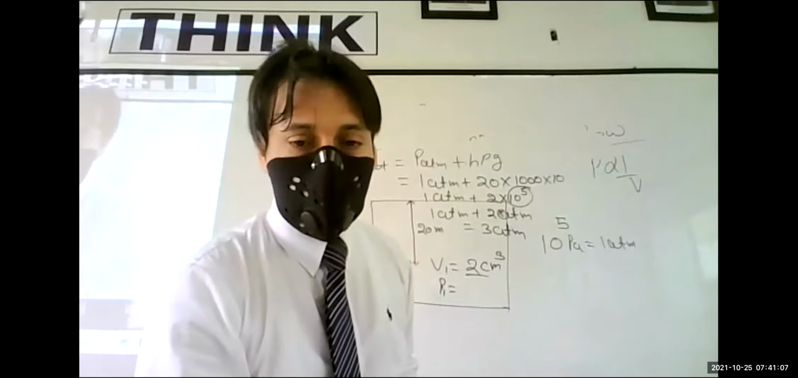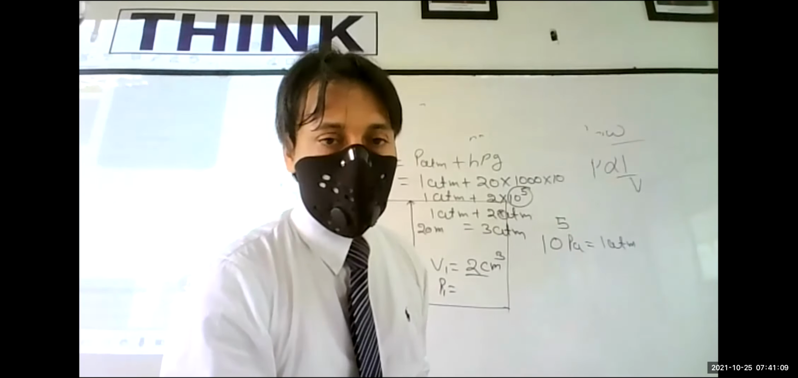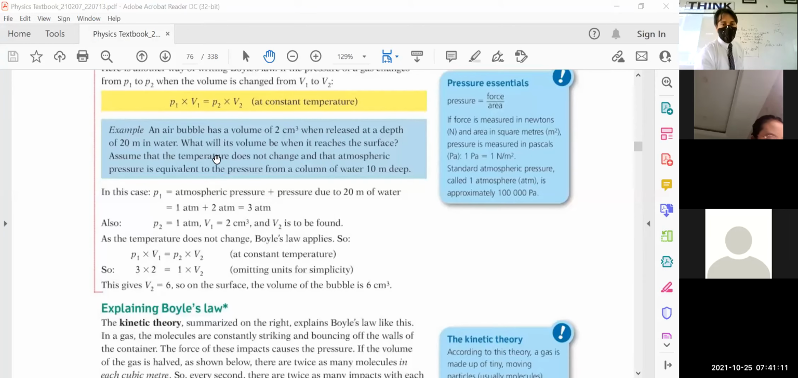Now, as for the statement, again, children, let me share my screen and look here. What will be its volume when it reaches the surface? The air bubble is moving upward, children. From here, this bubble starts moving upward, and finally it reaches this point on the surface.